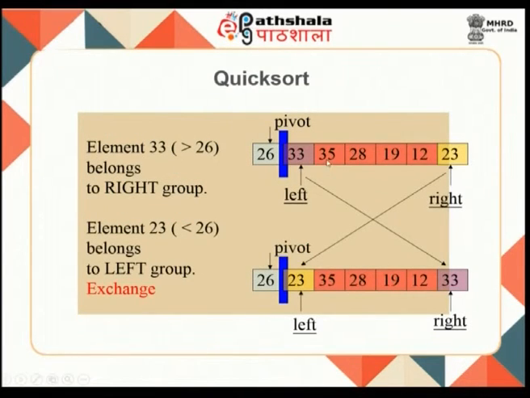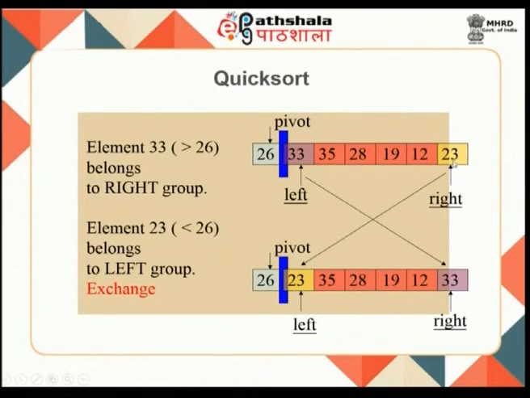So, now we will apply the procedure for this. Now, the left pointer points to the 33. 33 is actually greater than 26. Therefore, it belongs to the right group. Here, the right element, that is pointed by the right pointer, 23, is actually lesser than 26. Therefore, it should go to the left group. So, that means we encounter a situation where every element belongs to the other group. Therefore, we are carrying out the exchange.